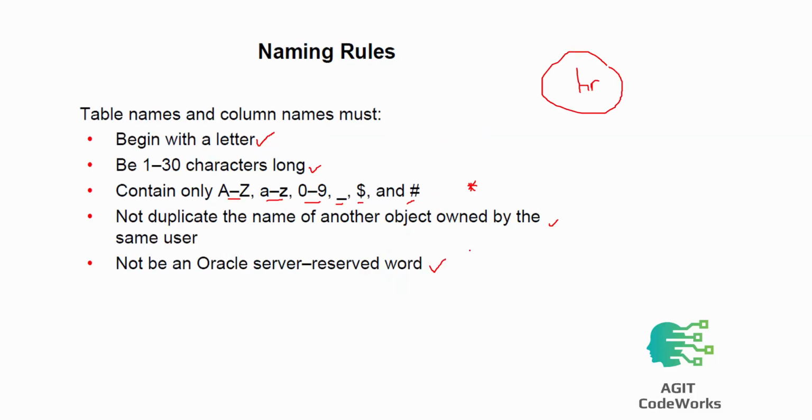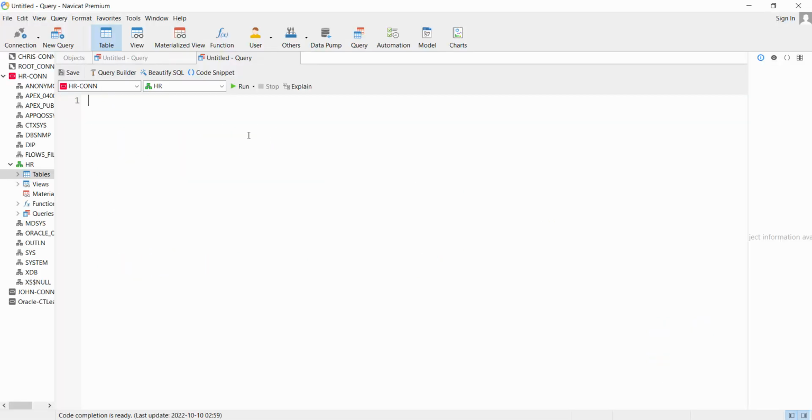All right, now let's dive in and create some simple tables before we go ahead and talk about constraints and alter and so on and so forth. Okay, so what I have here is a software called Navicat connected to my Oracle database server. You could use any other third-party software for this, maybe SQL Developer.